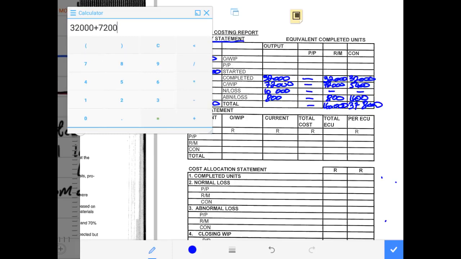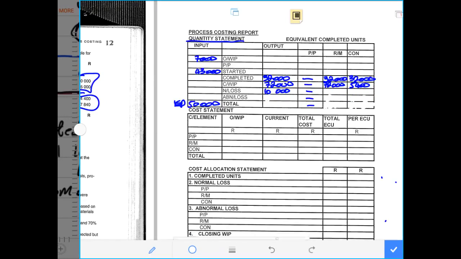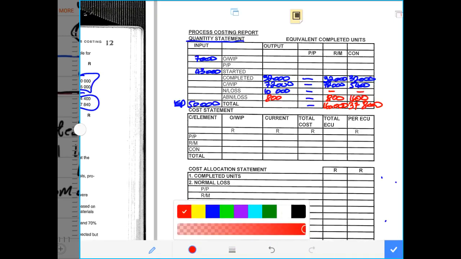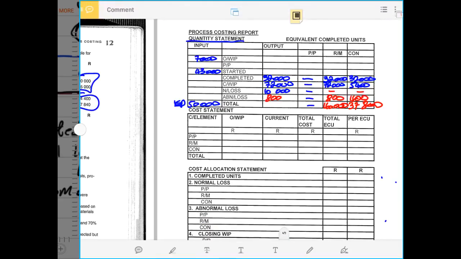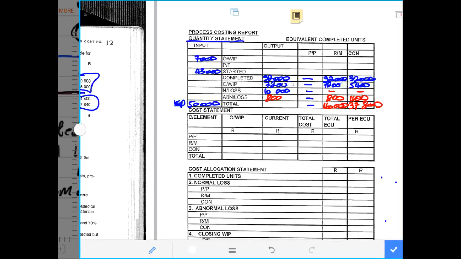I don't know why I wrote 72,000 here. It is 7,200. Let me just erase this 72,000, which is 7,200, and redo. I just want to erase the wrong calculation that I've done. This is 7,200 and this is 7,200. However, it does not change any of the calculations.